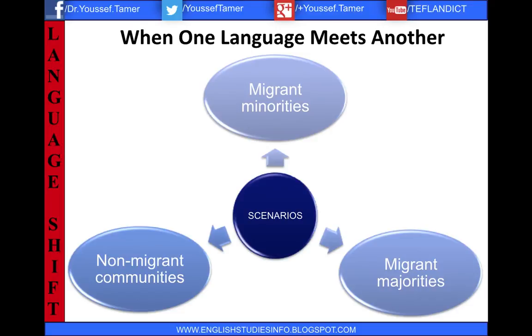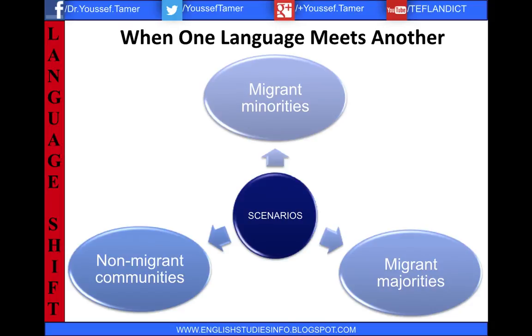There are different situations of this language contact. Okay. When one language meets another, we have different situations and different scenarios, okay? We can have this in situations of immigration. For instance, when some minorities immigrate to another country, we have this issue of language contact. This is one situation where we can have language contact.